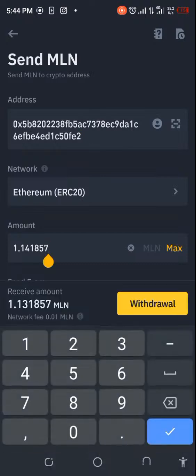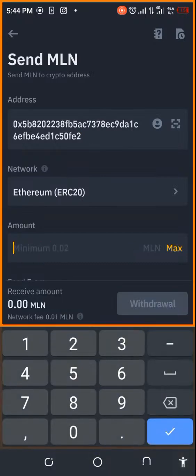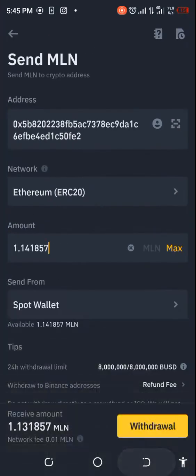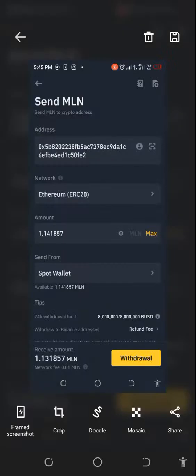Let me remove that first to see if there's any minimum. It might tell me. Oh, good. Everything is fine. So it will tell me if there's any minimum withdrawal. So let's go ahead. I'll just take a screenshot. We're going to receive 1.13. As you can see here, we're going to receive 1.13.